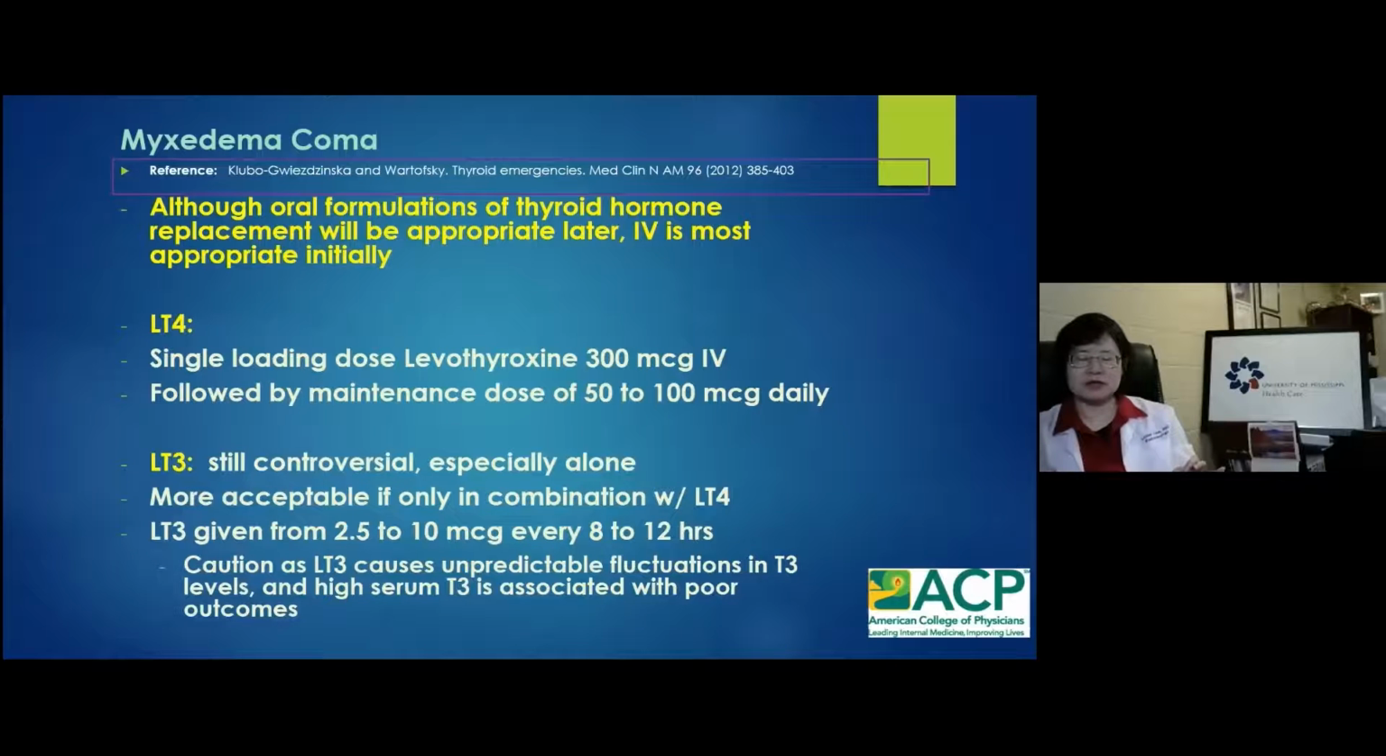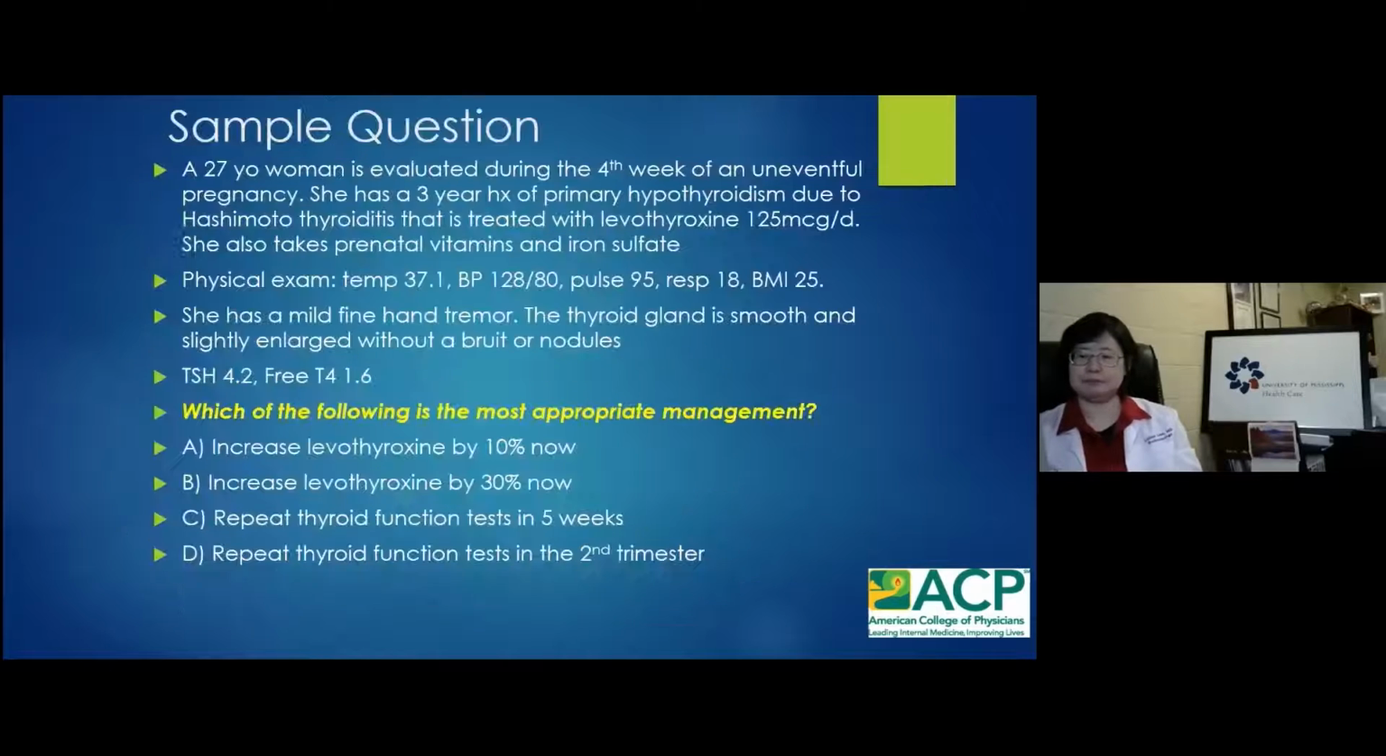And the reason for that is that it is a short-acting hormone. It must be given every 8 or 12 hours. And the short duration means that we can occasionally have fluctuations in levels and potential arrhythmia, which is why T3 is used only in this extreme situation and with caution.